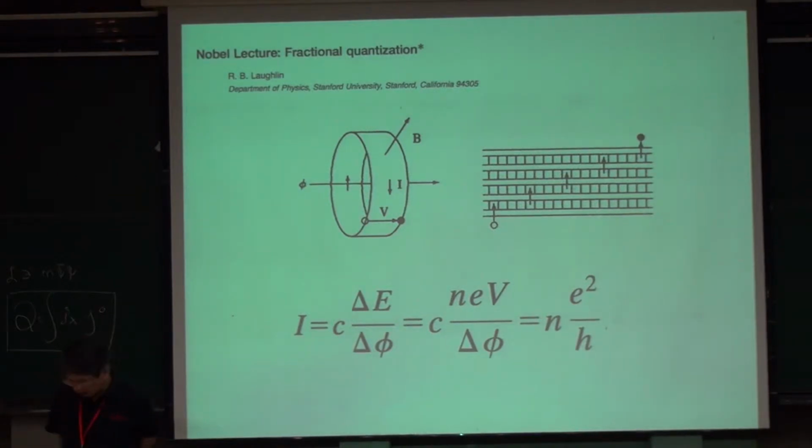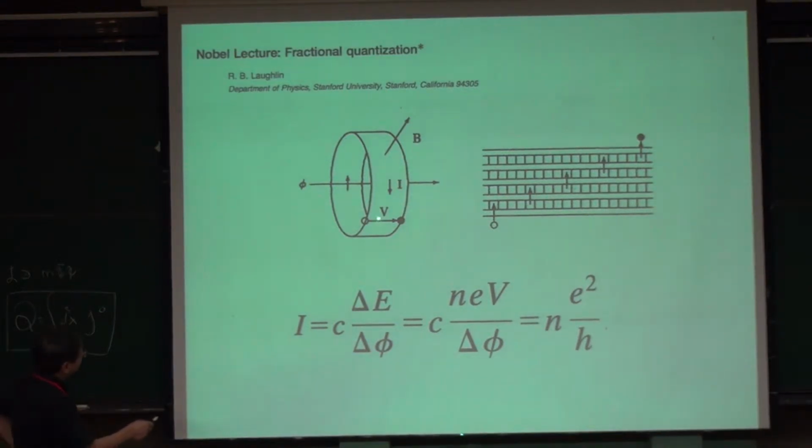How did he argue that? But suppose that we first accept this. You put a magnetic flux through the center by adiabatically turning on and turning off the magnetic field. You can calculate the current in this way.